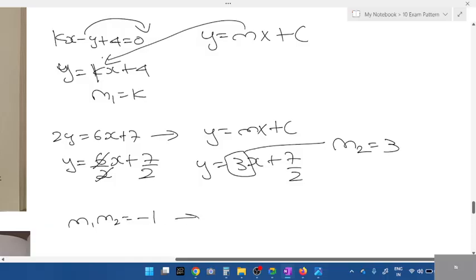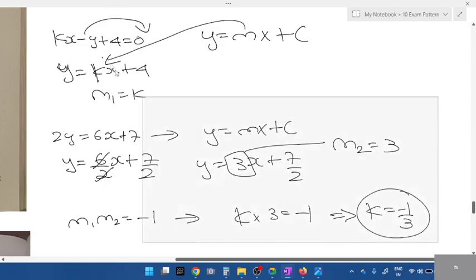What is m1 and m2? K into, tell me students, k into what? 3, right? K into 3. K into 3 is equals to minus 1. This 3 will get divided. What is k value? 1 by minus 1 by 3.